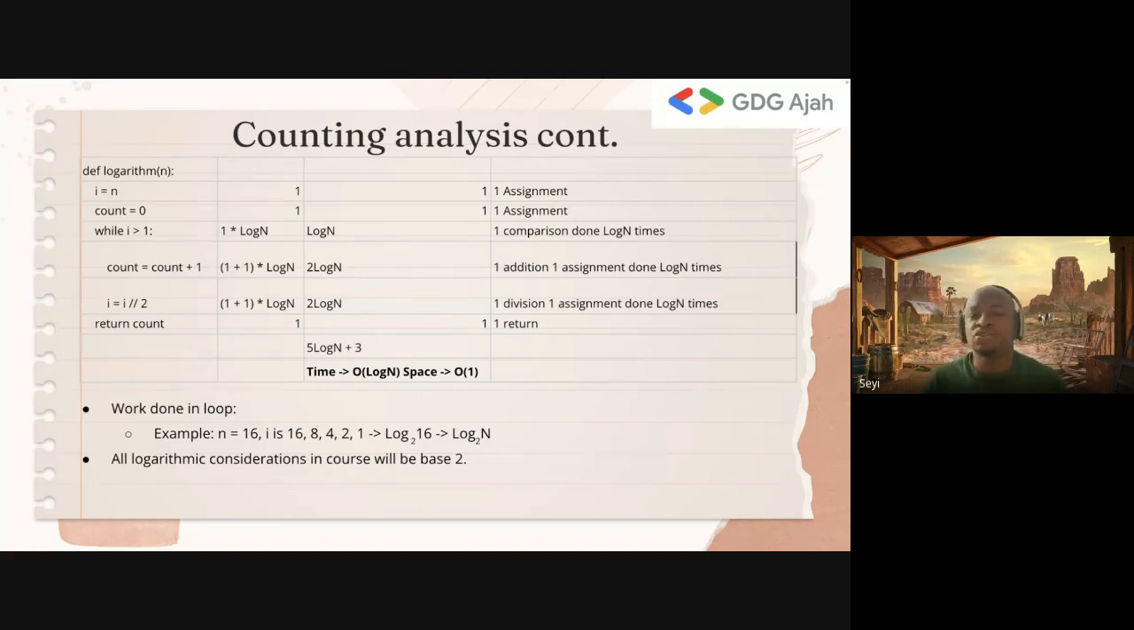But for most of our discussion, we'll be talking about log base 2 because we deal with binary mostly. So now I'm going to go back to the Jamboard and explain how this logarithm works.